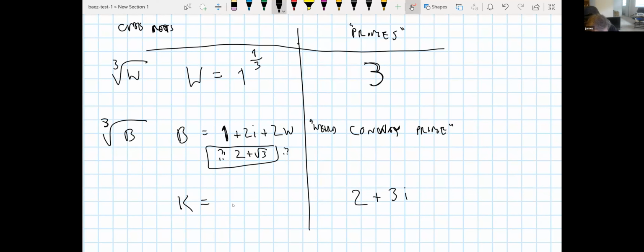But for the actual corresponding number corresponding to K, I was hoping I had it written down here. It's -1 plus 5I plus -2 minus 3I times W. And so you take the cube root of K.